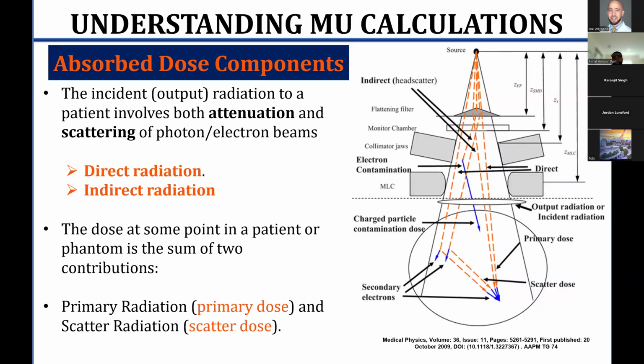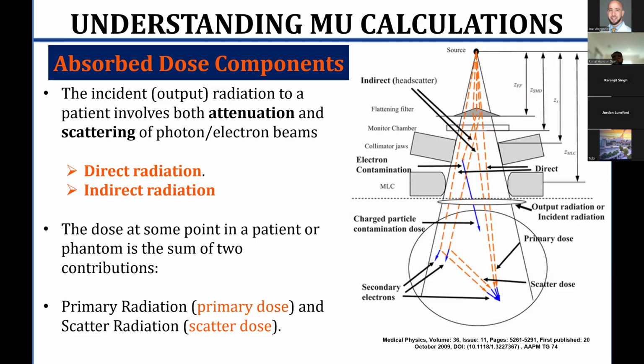Also keep in mind that we have what we call electron contamination. Electron contamination here involves electrons or positrons that are released from interactions either within the treatment head or from the air column between the treatment head and the patient. This contamination can typically add to surface dose, which in turn can, depending upon the level and the magnitude, affect skin toxicity.